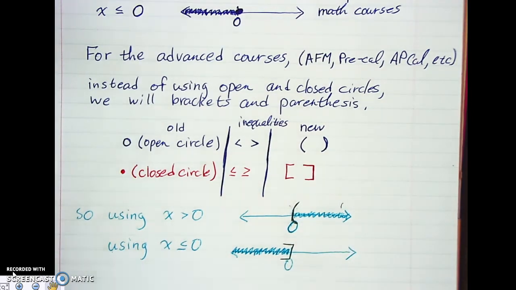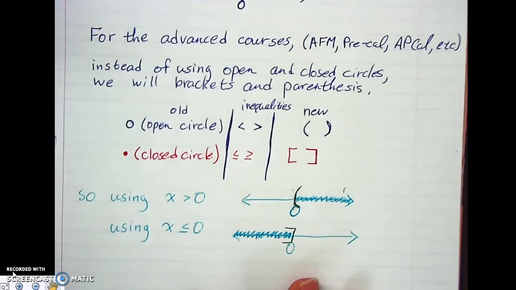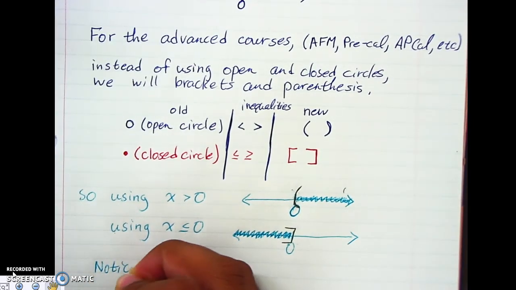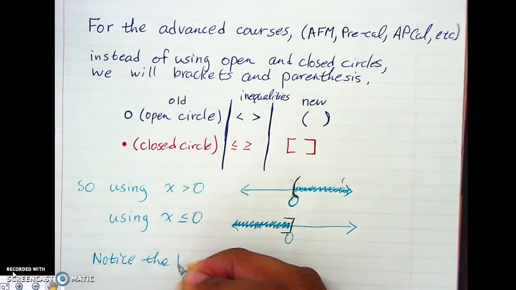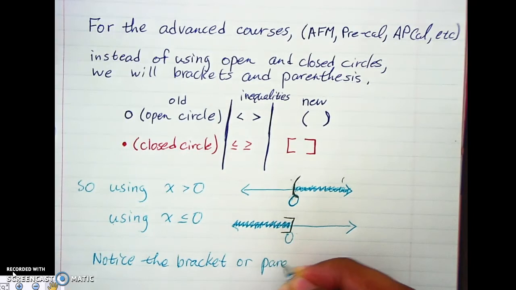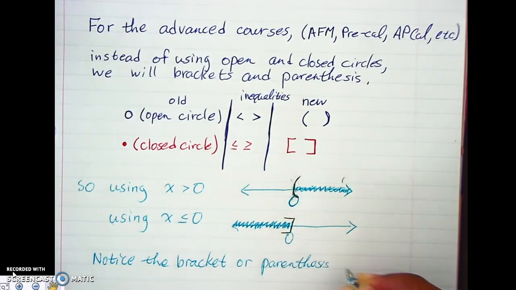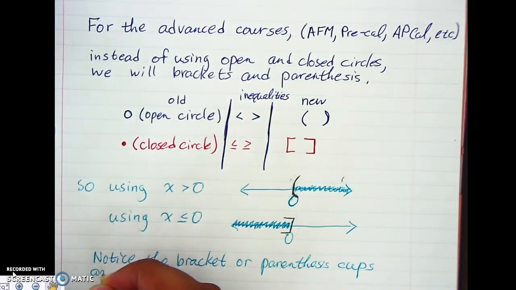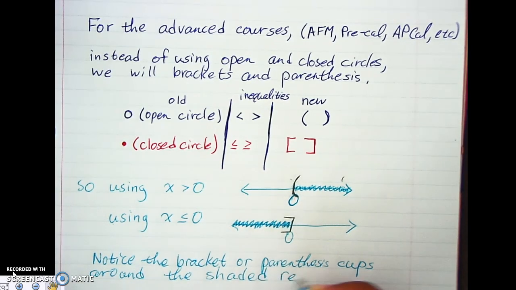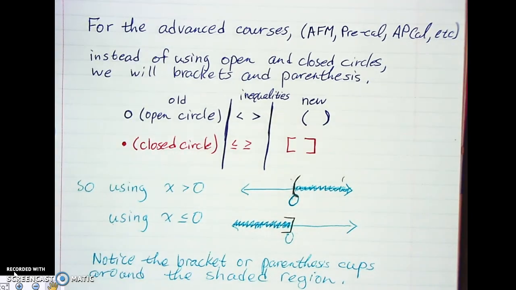And that's the interval notation part. That's the graphing part. Again, I'm going to write this note down. Notice here, the bracket and the parenthesis cup around the shaded region. So it's not bad. It's pretty easy. And now we're going to move on to the next thing.